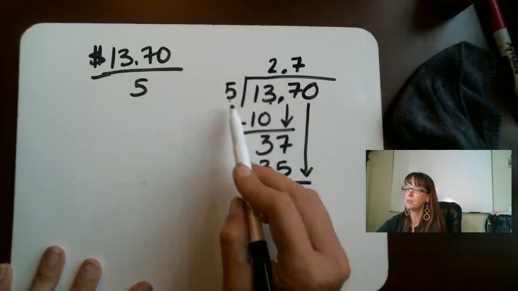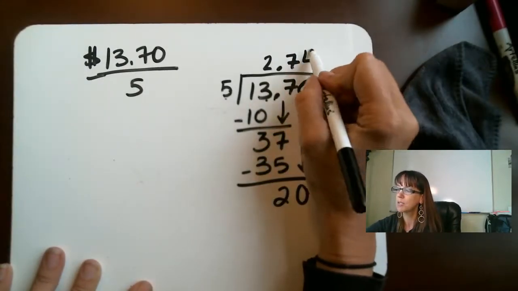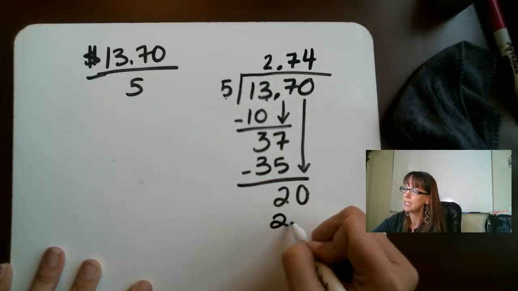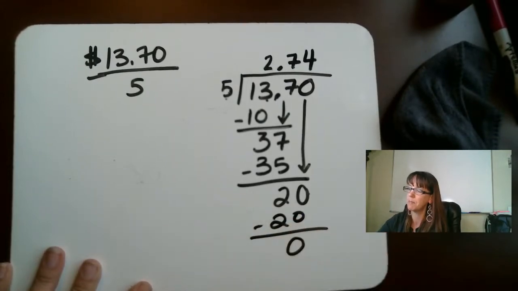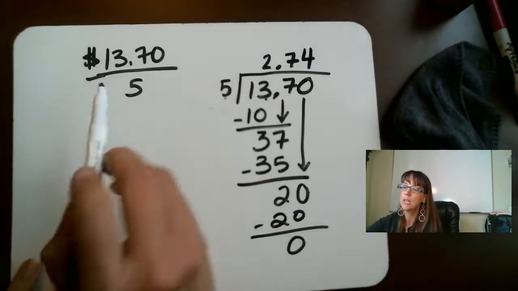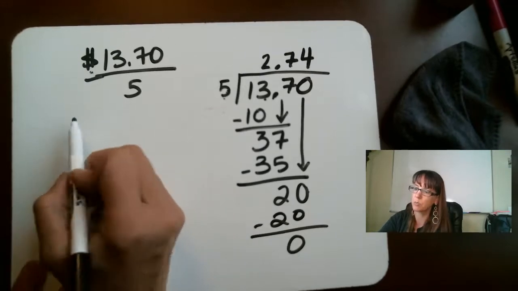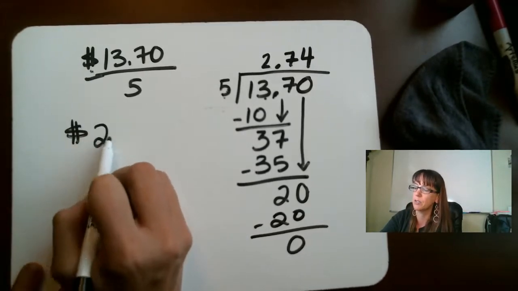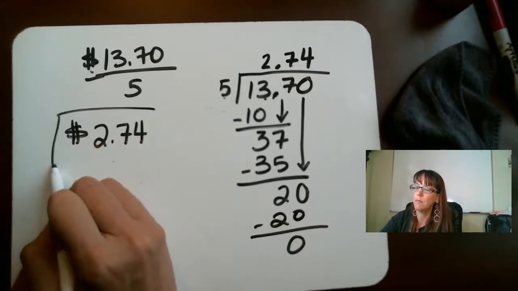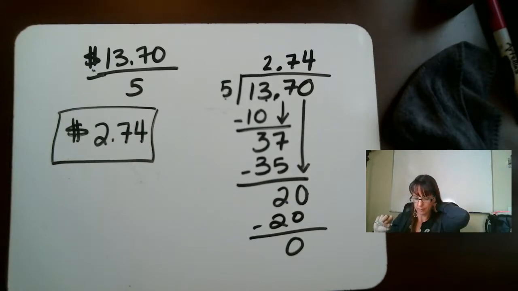So 5 goes into 20 4 times. 4 times 5 is 20, and we have no remainders. No remainders. Since we're starting with a dollar sign, it's really important that you end your answer with a dollar sign. Okay? So that would be our answer.